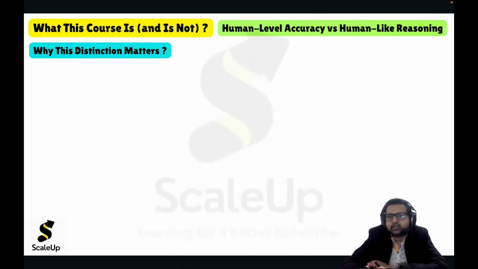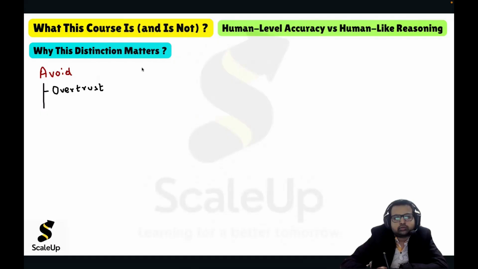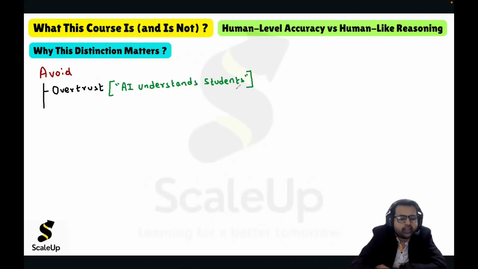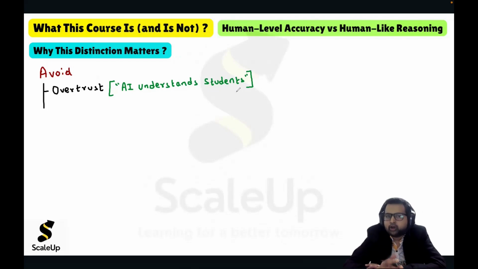Now, why is the distinction between human level accuracy and human level reasoning important? It is important to avoid overtrust. Overtrust is the belief that AI understands students, which is actually wrong, because the AI model will not understand students. So we should avoid overtrust, because our AI model is not forming any mental model. It is not reasoning step by step, so it cannot understand students, the AI model which we will be building.